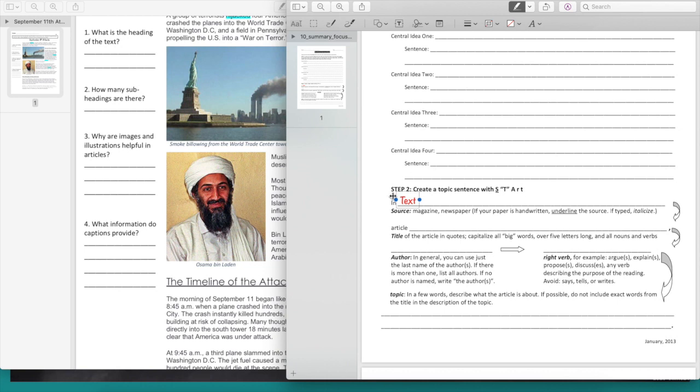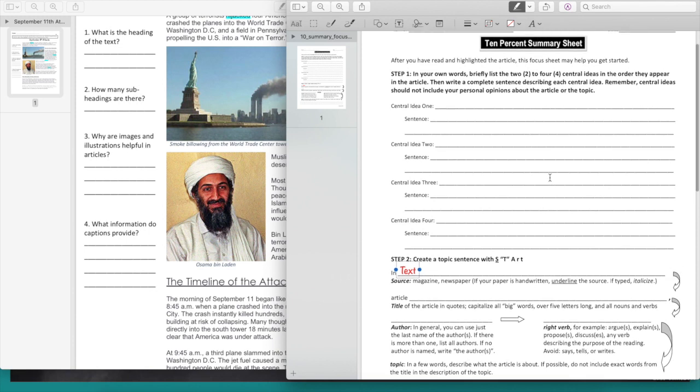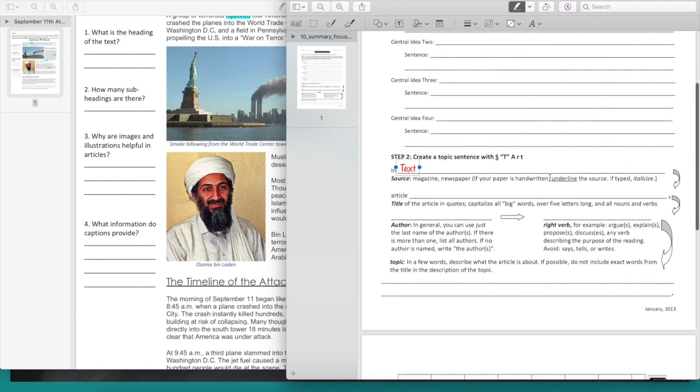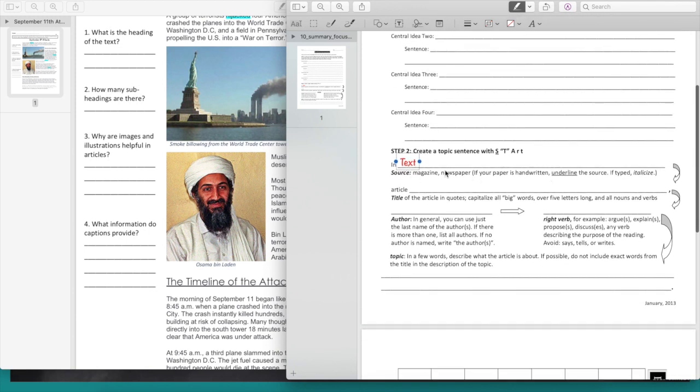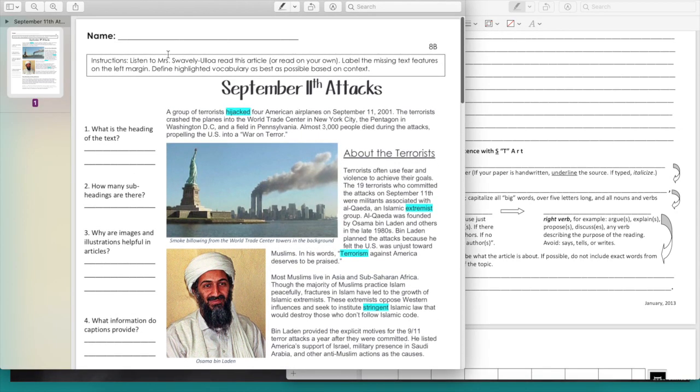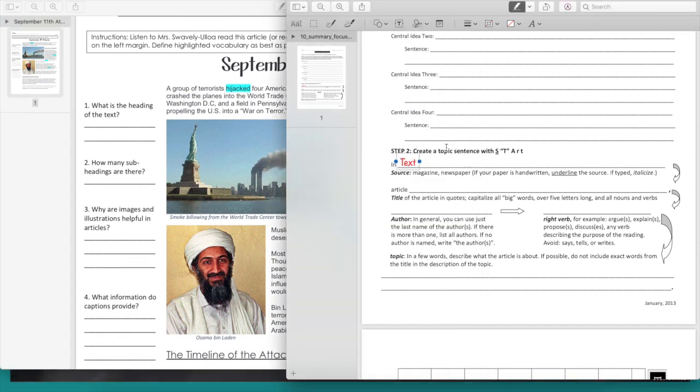So this is going to be your topic and central idea, or your main idea. So this is going to be the main idea, and then you have these central ideas that are going to support that main idea. And so looking at this, let's actually start and look. Let's go back to our article. So we have September 11th attacks, and that is the title. So that is what is going to go here.